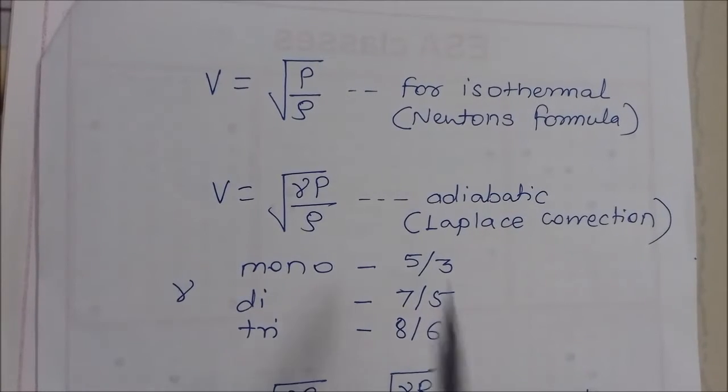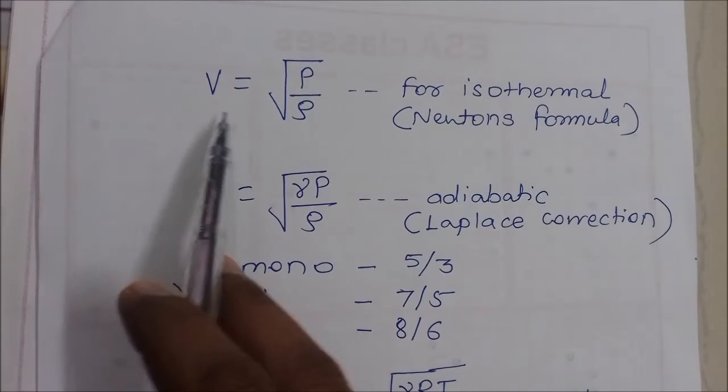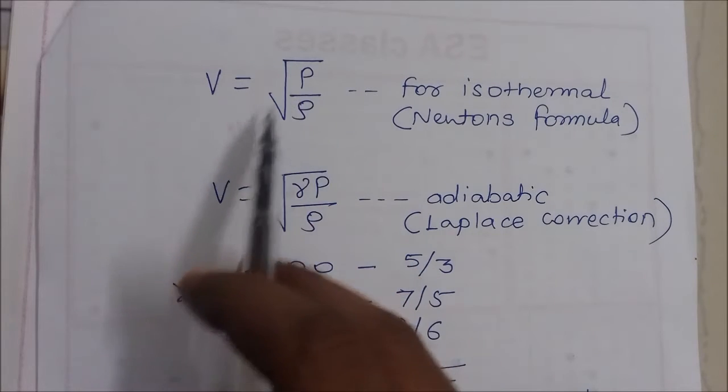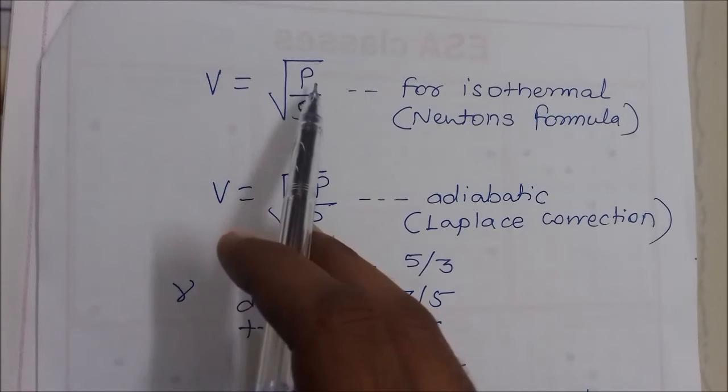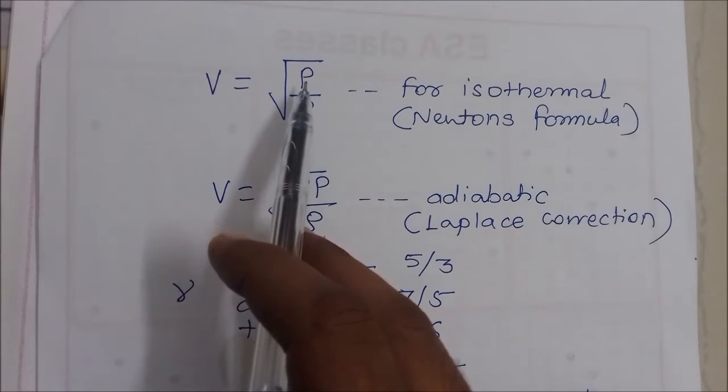Then what is next? Velocity of sound in the air. How much is the velocity in air? Root of bulk modulus upon density. But bulk modulus is different under different conditions.